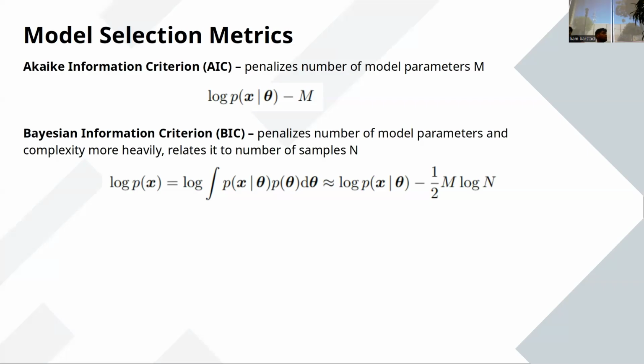The Bayesian information criterion, or BIC, you also penalize the model parameters less, but you also take into account the number of data points, right? Yeah, I've seen both of these used, but I don't think I ever had a good understanding of what they did. So I would keep both of these in mind personally.